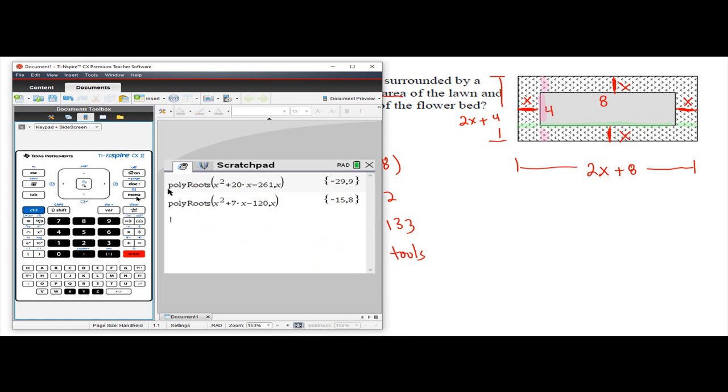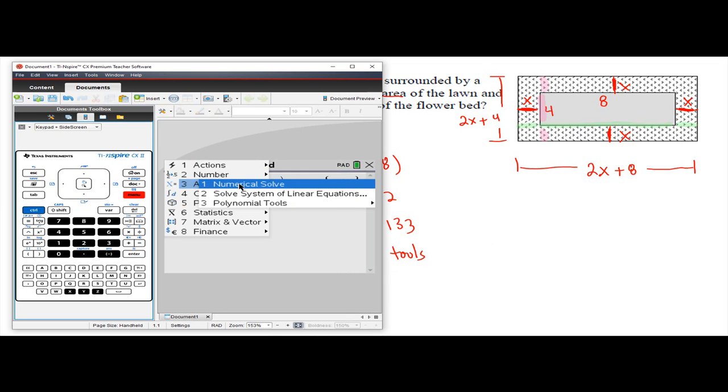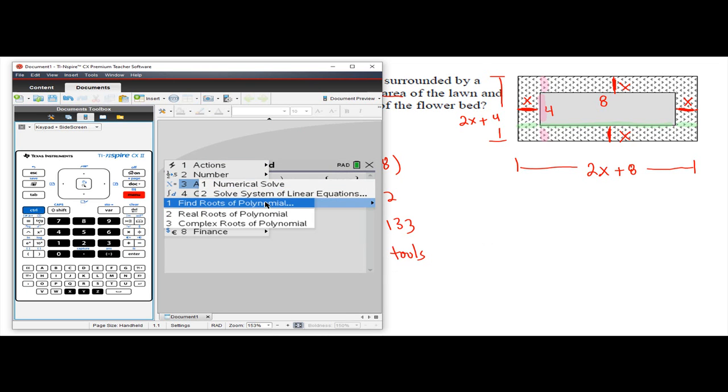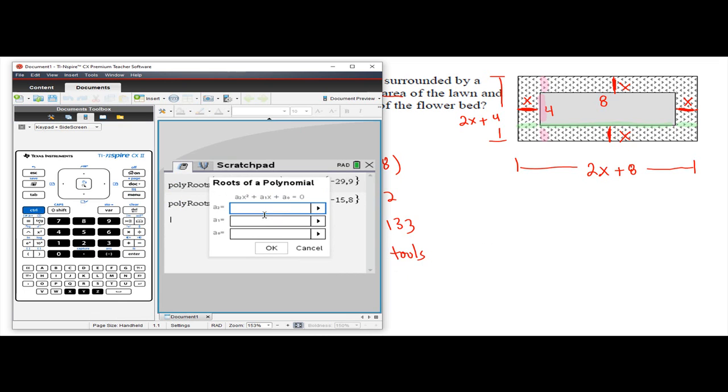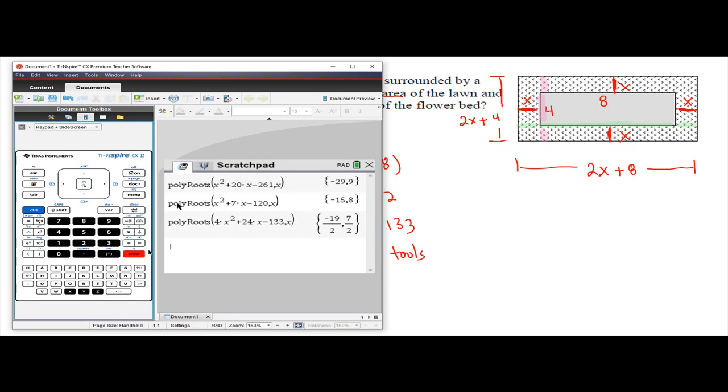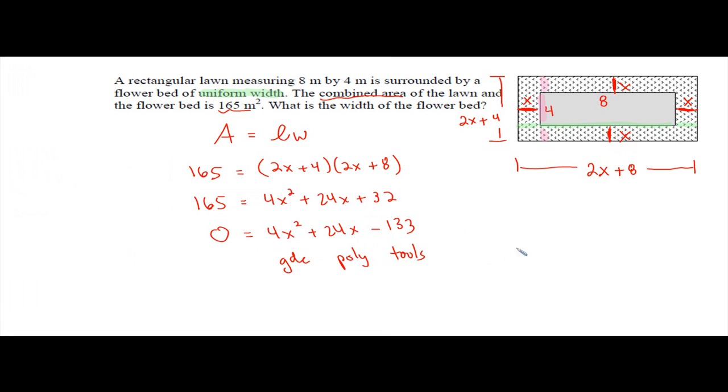Those are our values. So go to algebra, polynomial tools, find roots. So my A was 4, B was 24, and C was negative 133. Just click OK, click enter, and then you'll get your values. So negative 19 over 2 and 7 over 2. So we know x is equal to negative 19 over 2, x is equal to 7 over 2.